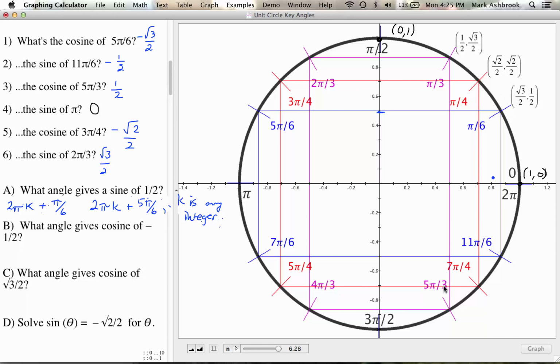From 0 to 2 pi, there's 2 angles, pi over 6 and 5 pi over 6. But if we're allowed any real number for the angle, then there's an infinite number of angles that have a sine of 1/2.